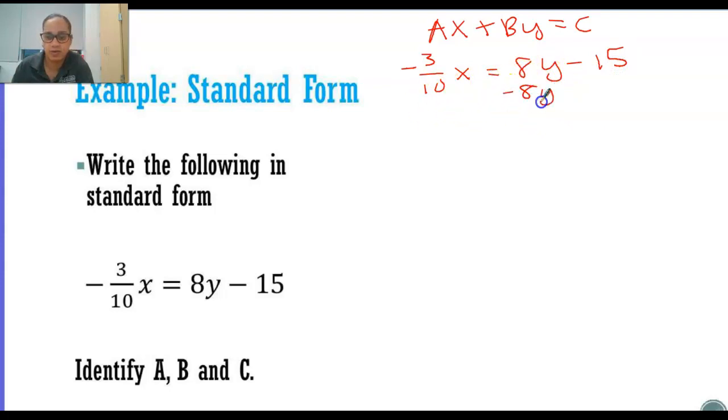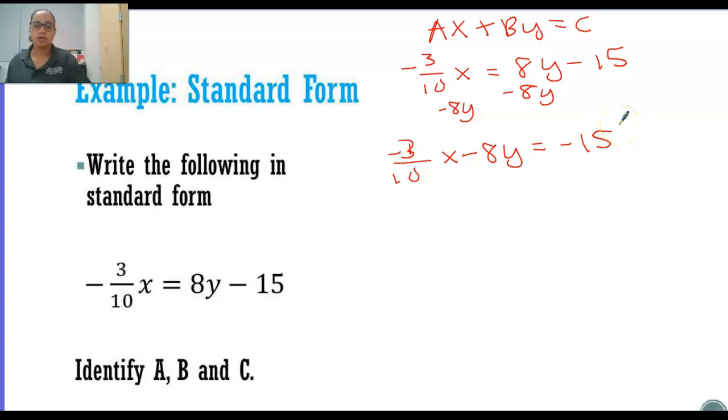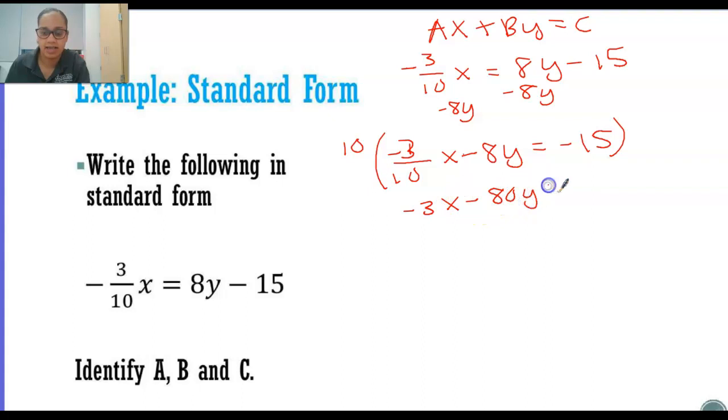Since my x and y have to be on the same side of the equal sign, I'm going to go ahead and move that y. So I have negative 3 over 10x minus 8y equals negative 15. Next thing I know is that a, b, and c have to be integers, so let's clear this fraction. So I'm going to clear this 10 out. So I'm going to multiply everything in here by 10, and let's see what I'll be left with. Negative 3x minus 80y equals negative 150.